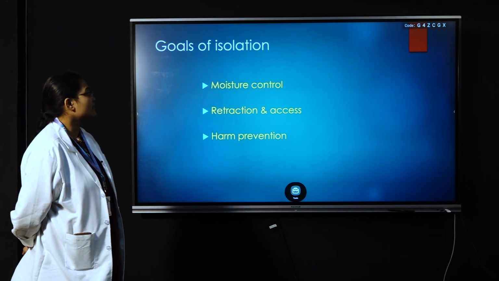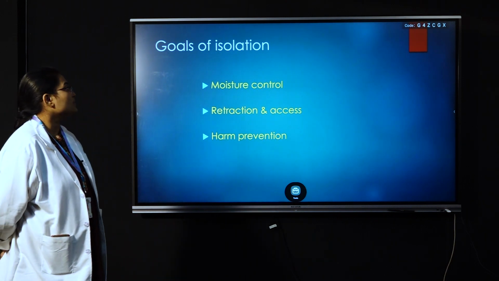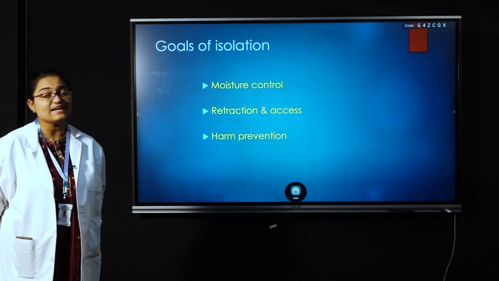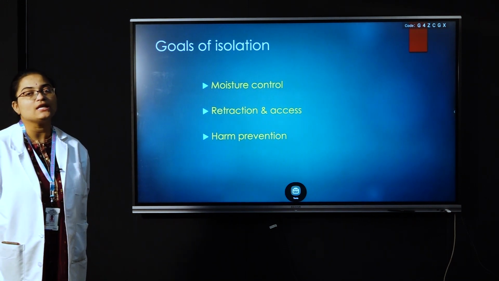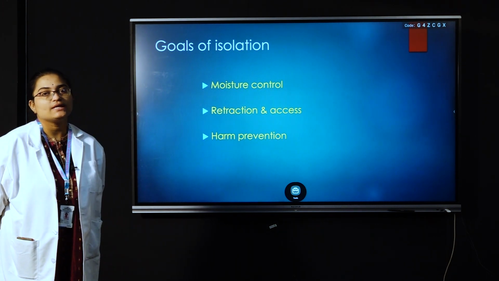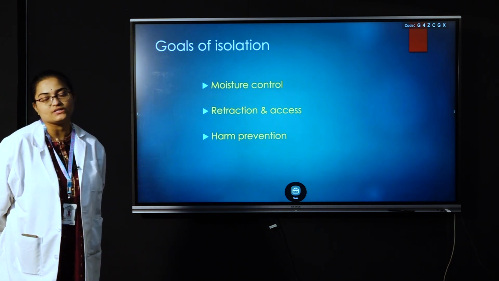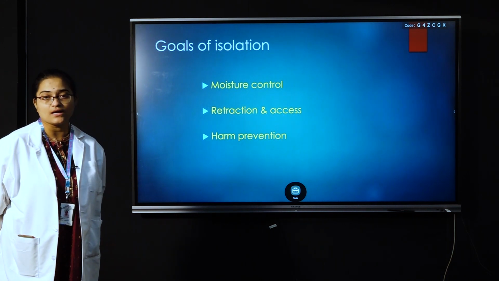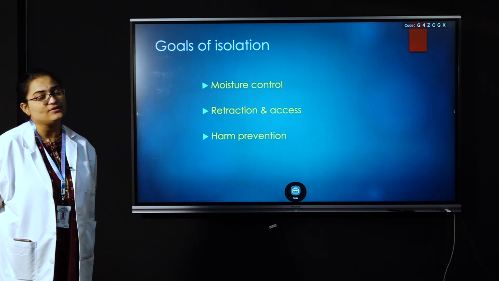The next one is retraction and access. Along with the moisture control, whatever measures you are taking for the isolation, you can retract and access the soft tissues, hard tissues, and also help in elimination. The next one is harm prevention. Due to the rotary instruments used and also the small endodontic instruments used in operative dentistry, you can always prevent harm to the tongue, cheeks, lips, any soft tissues by having good moisture control and retraction.